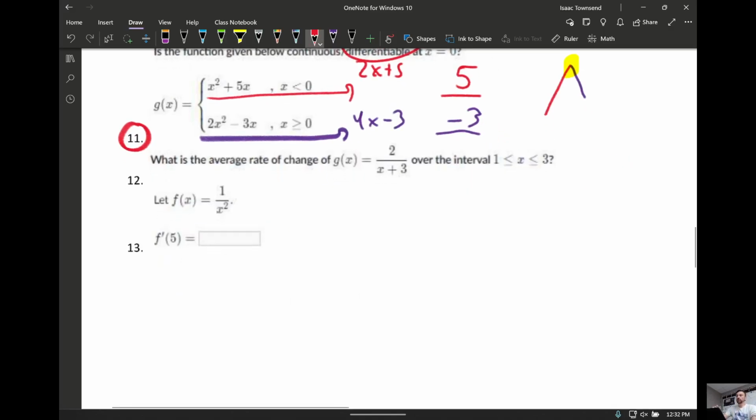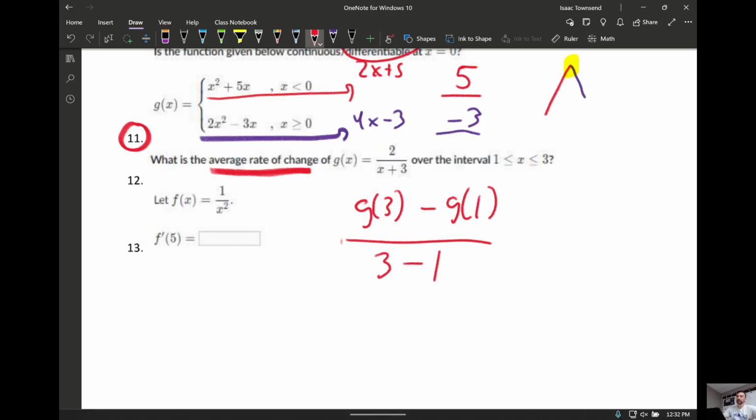Okay, number 12, what's the average rate of change? So we did one like this on the other page. Average rate of change, just a fancy way to say slope. So let's figure out the ending value, subtract away the starting value so we know how much rise there was. And then if we end at 3 and start at 1, we can see that there's going to be a run of 2. So plug in 3, you get 2 over 6. Plug in 1, you get 2 over 4.